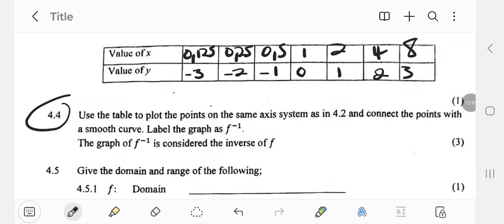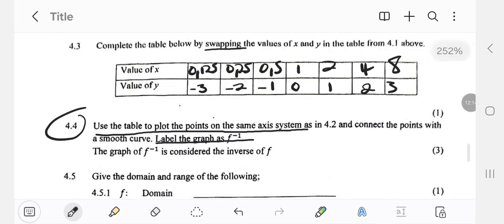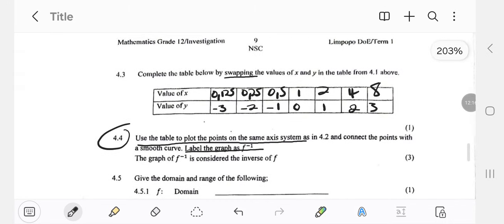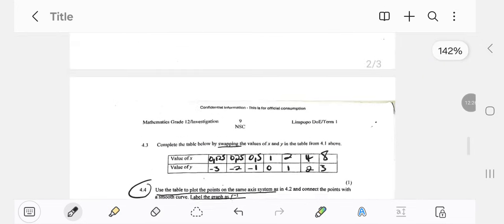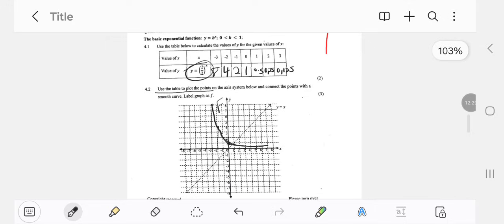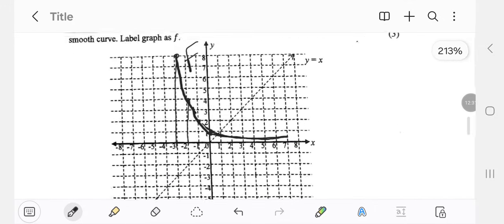4.4. Use the table to plot the points on the same axis. Label the graph as the inverse. So let's try and sketch it. We know the inverse is a reflection along the line y = x, but let's sketch it. Let's sketch.